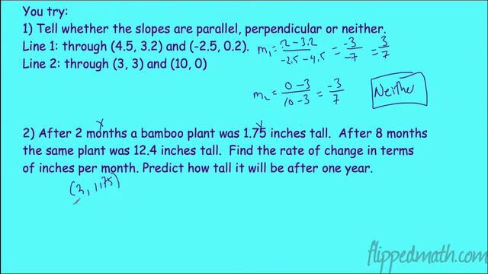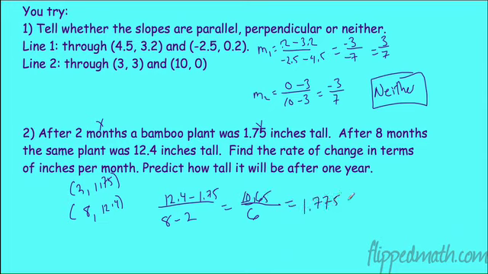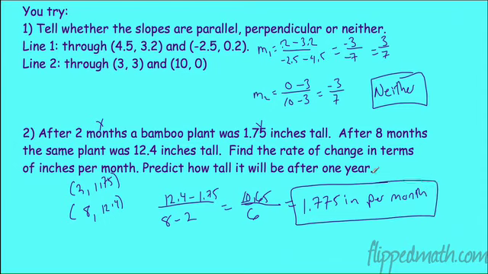So 2 comma 1.75. And then we had, what's the other one? 8 and 12.4. So 12.4 minus 1.75 over 8 minus 2. Whoops. That's an easy one on the bottom. That's 6. On top, that's 10.65. And then divide those, and I think you're going to get 1.775 inches per month. All right, there you have it.